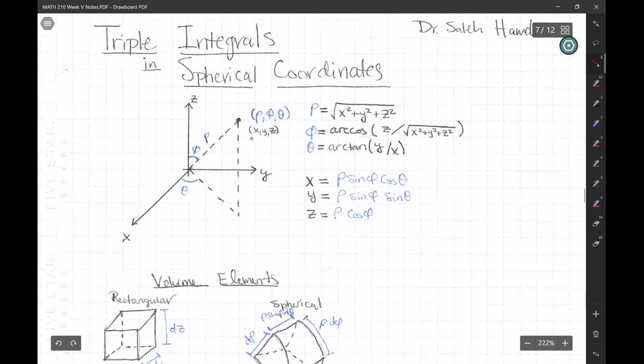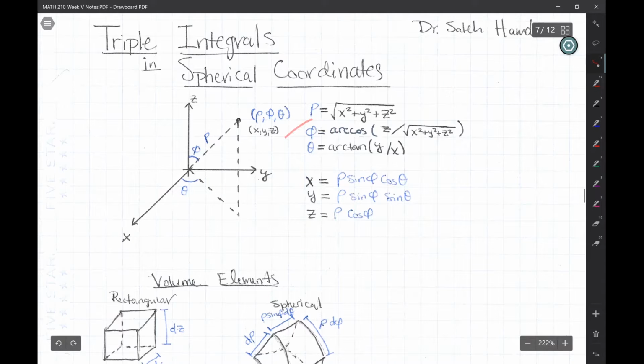We have the point xyz in black there, and we could describe it instead in terms of three other variables: rho, which is the distance from the origin to the point. Please distinguish between rho here in spherical coordinates and r in cylindrical coordinates. In cylindrical coordinates, r was the distance from the z-axis. Here, rho is the distance from the origin to the point.